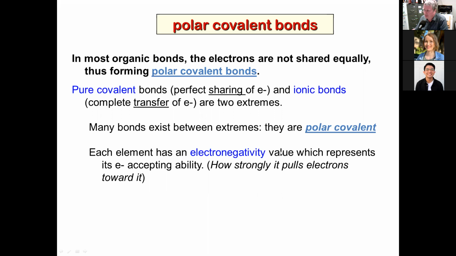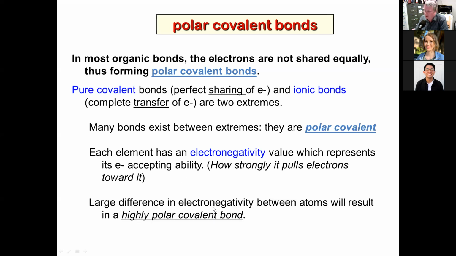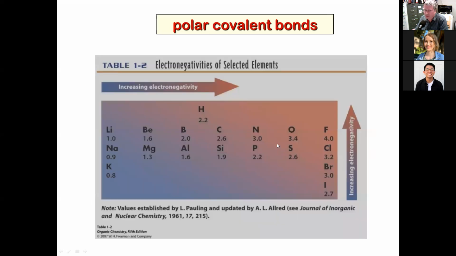Each element has an electronegativity, which represents its electron accepting ability, how strongly it pulls the electrons, right? You probably know about electronegativity from Gen Chem. A large difference in electronegativity will result in these highly polar covalent bonds. Hopefully you can see the colors. It goes from a bluish tint on the left, the electropositive atoms, and then on the top right and far right side are the more electronegative atoms. Fluorine is one of the more electronegative atoms.